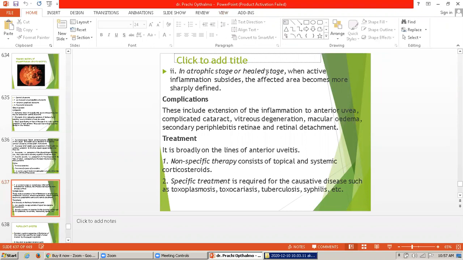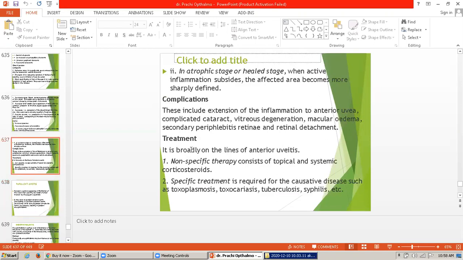In the atrophic stage or healed stage, when active inflammation subsides, the affected areas become more sharply defined. Then the complications. These include extension of inflammation to the anterior uvea, complicated cataract, vitreous degeneration, macular edema, secondary periphlebitis retinae and retinal detachment. So the treatment is broadly on the lines of anterior uveitis, that is non-specific therapy that consists of topical and systemic corticosteroids. Second, specific treatment is required for the causative disease such as toxoplasmosis, toxocariasis, tuberculosis and syphilis, etc.